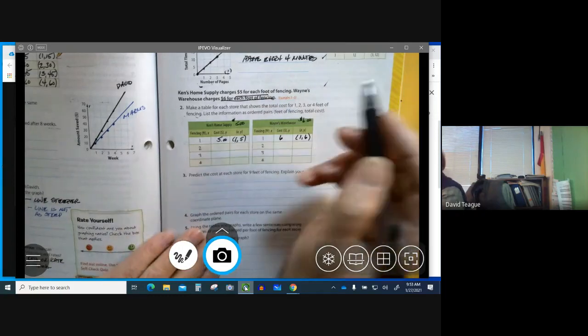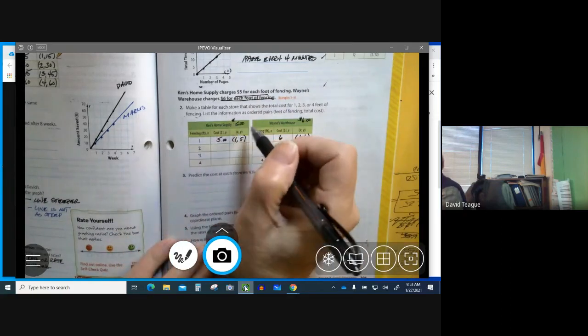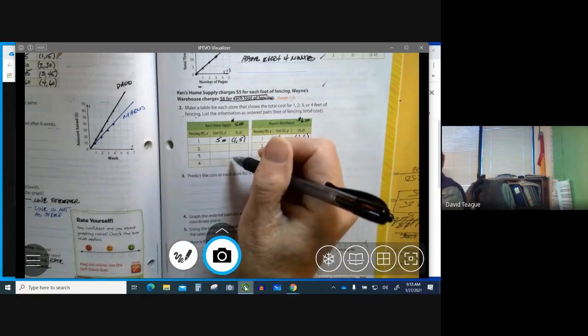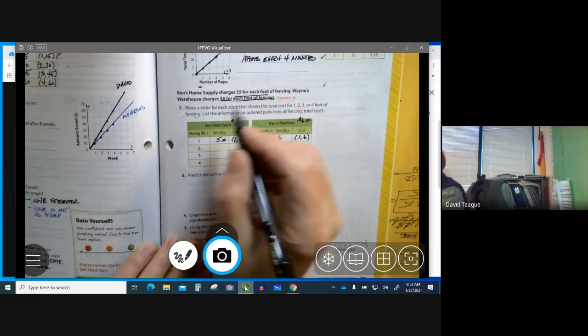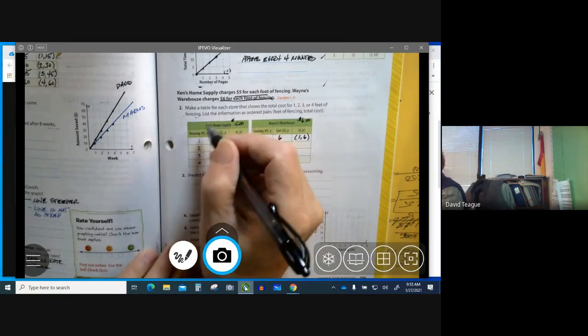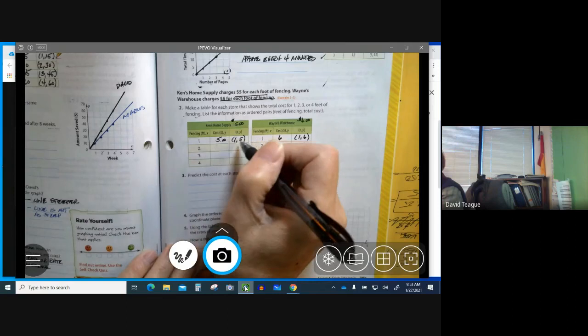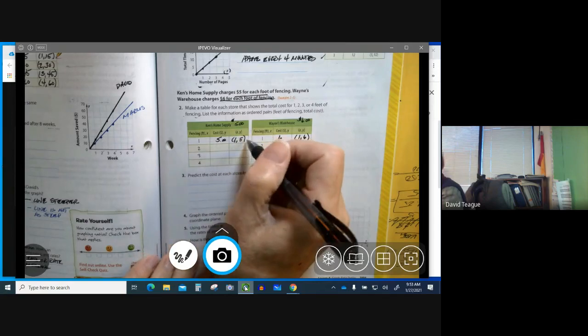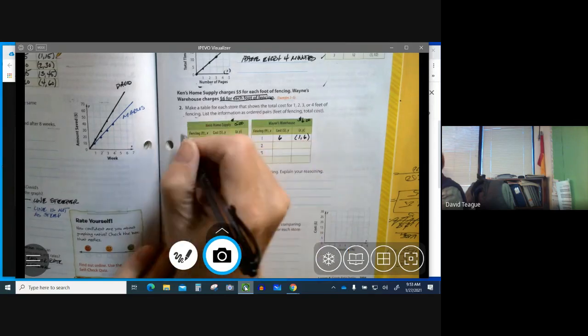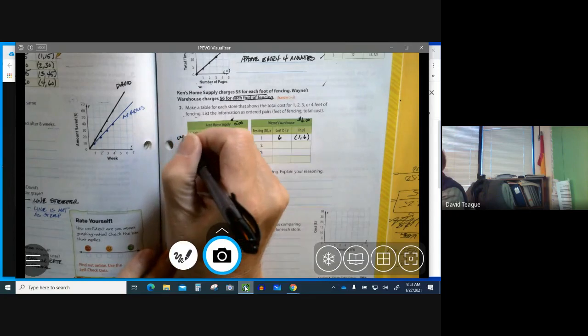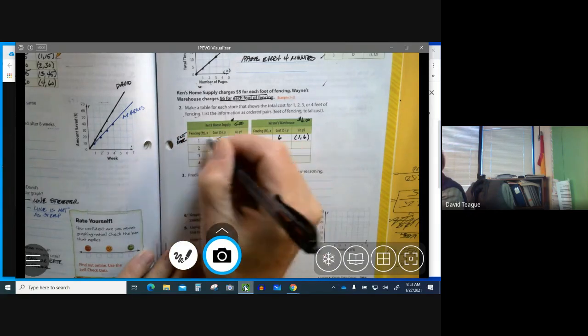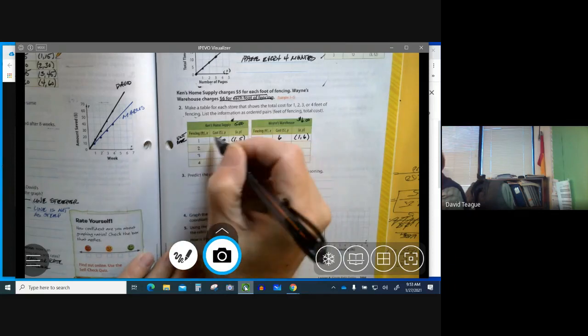Okay, so we're going to first complete Ken's. You're going to follow along, see if you did it correctly. Okay, so for every foot, it costs $5. Our ordered pair is (1, 5). This is actually our unit rate, right? Because we have a 1 there, so that is a unit rate.